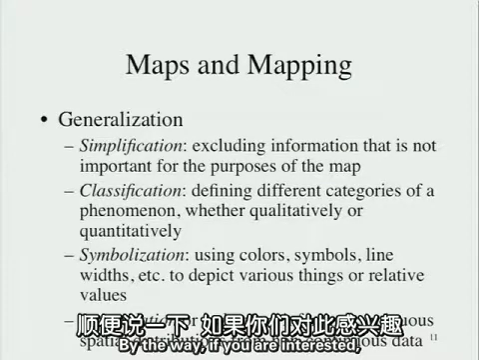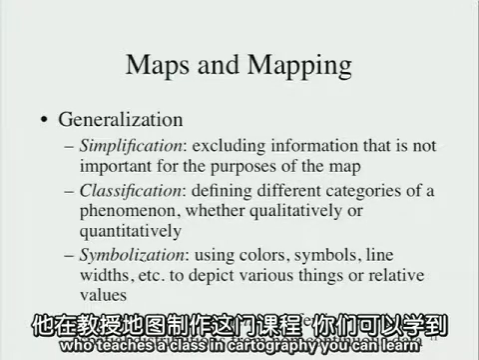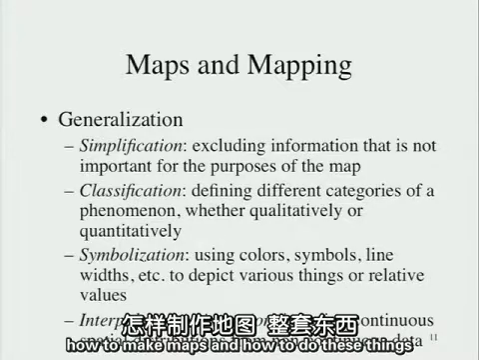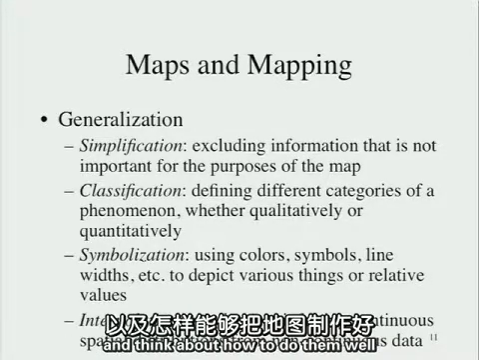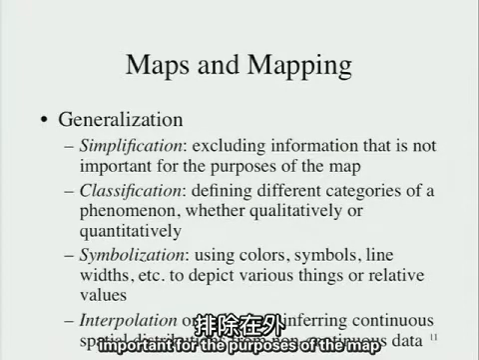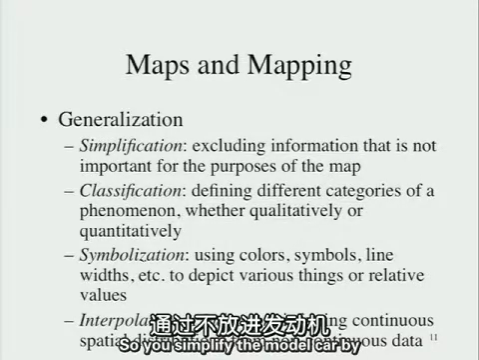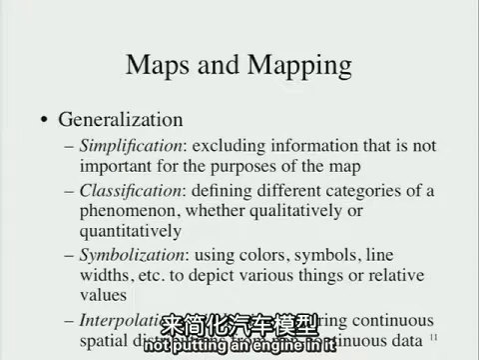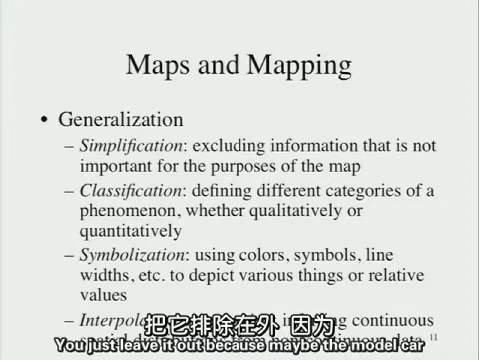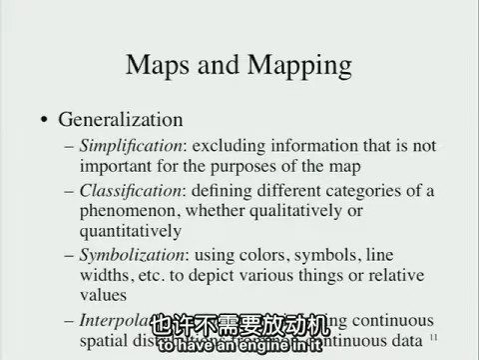These are some of the kinds of generalization that cartographers use. And by the way, if you're interested, we have a cartographer in the department who teaches a class in cartography. You can learn how to make maps and how to do these things and think about how to do them well. Simplification, excluding information that is not important for the purposes of the map. Right? So you simplify the model car by not putting an engine in it. You just leave it out because maybe the model car that you're trying to make doesn't need to have an engine in it.